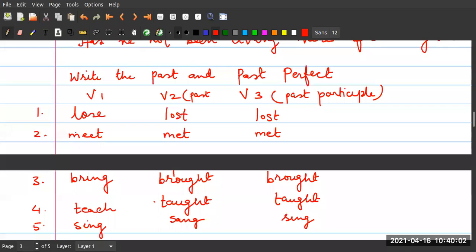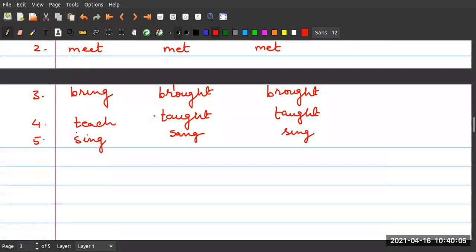Then the sixth one, flee. Ma'am, isko bhi copy mein likhna hai. Haan. Flee. Have you heard of the word flee? Yes, ma'am. What does it mean? Bhaag jana. Flee means run away. Yes, very good. Flee, past tense is fled. And the past participle is also fled.